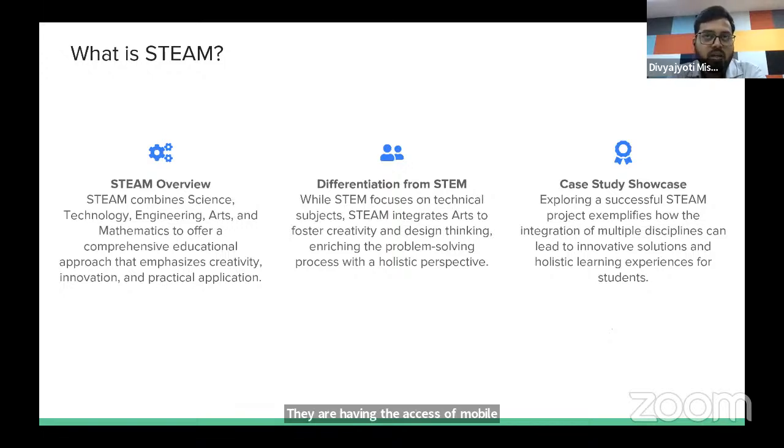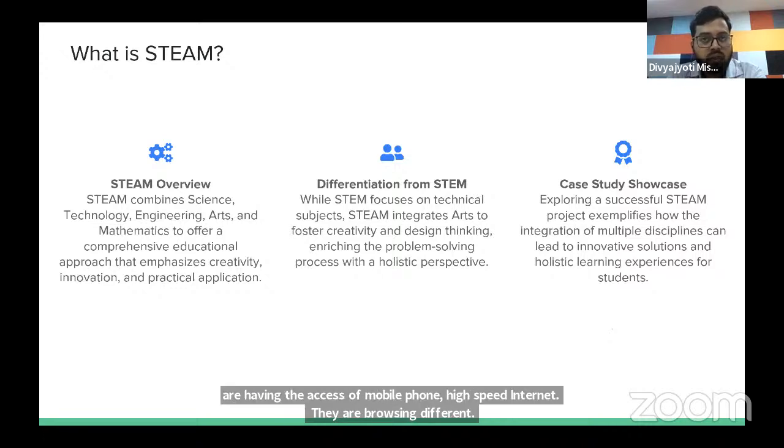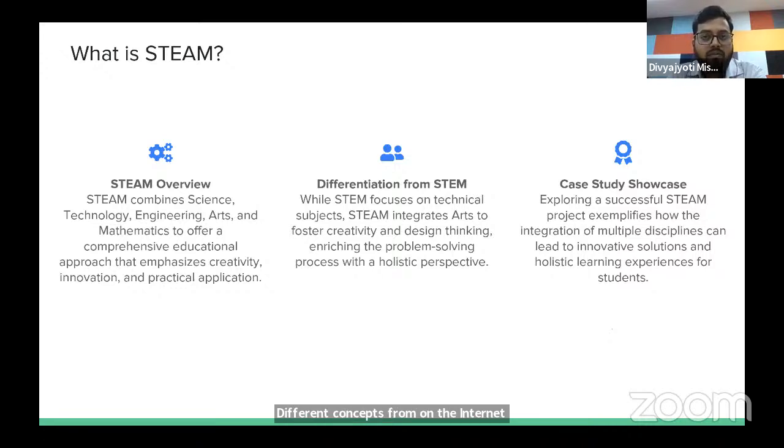They are browsing different concepts on the internet, and even whenever they visit any mall or any space, there is technology all around them. What we have seen is that students are quite capable of using these technologies. But the major gap we have noticed is that they don't understand how science or mathematics concepts are utilized in creating those technologies. So this is what STEAM is all about.